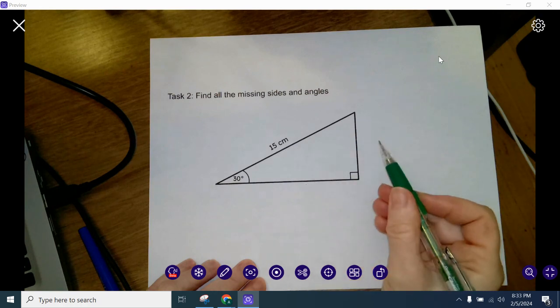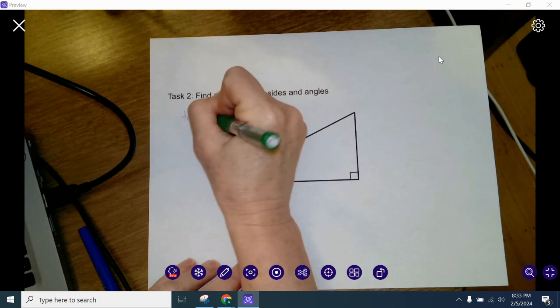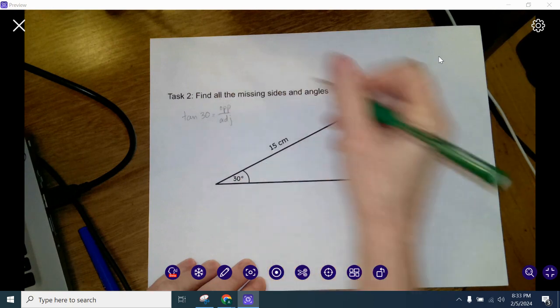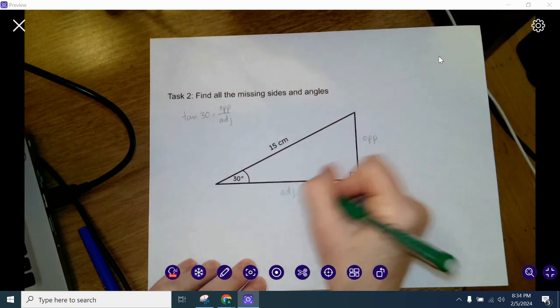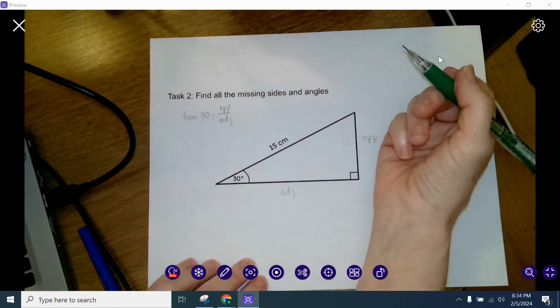So if we tried to set up the tangent ratio, tangent of 30 is equal to the opposite over the adjacent, but here's the opposite and here's the adjacent, and I don't have numbers here. So that would be two things I don't know, and I can't solve that.